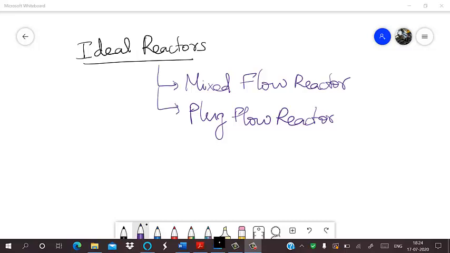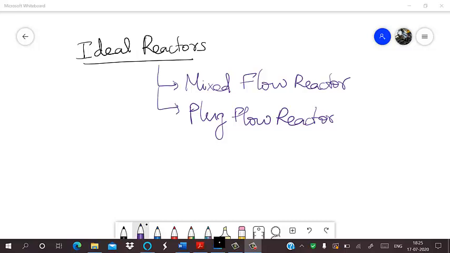In the very first video, we are going to look into the ideal reactors. Ideal, the term means on paper, or we expect certain things to behave in a certain way. An ideal child is someone who respects and responds well to his parents. So similarly, ideal reactors are those reactors where we expect them to behave in a certain way. We want the reactor to behave, although in reality that doesn't happen.